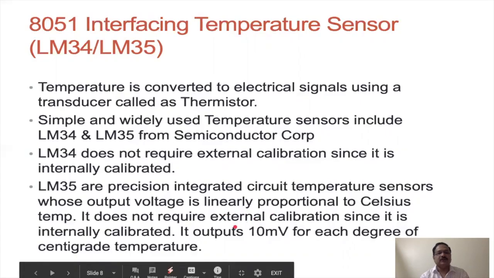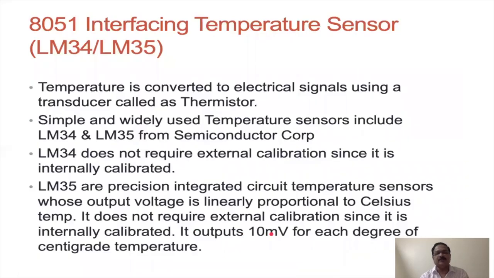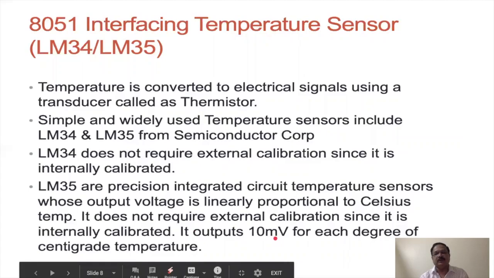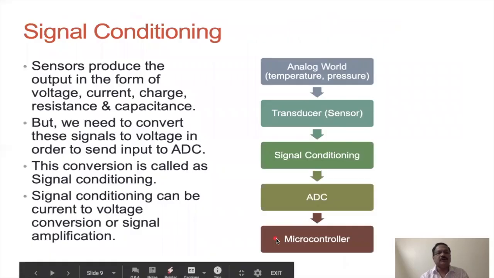That means from 0 degrees Celsius upward we can monitor the equivalent voltage that we get from these sensors. It does not require external calibration, and it outputs 10 millivolt for each degree centigrade of temperature. Meaning for 1 degree Celsius, the output will be 10 millivolt. That can be understood here.